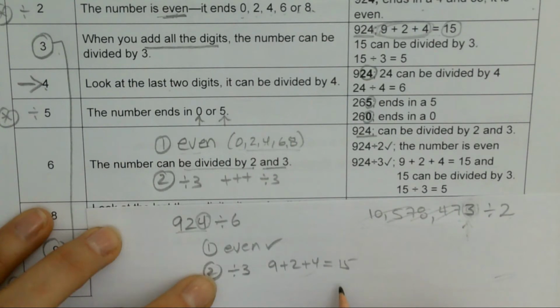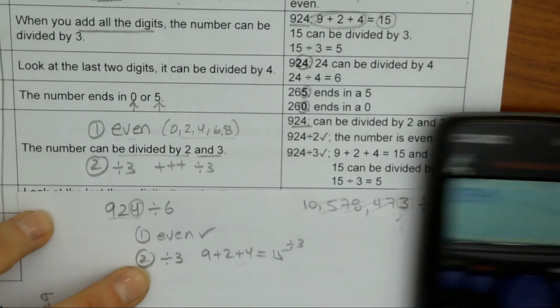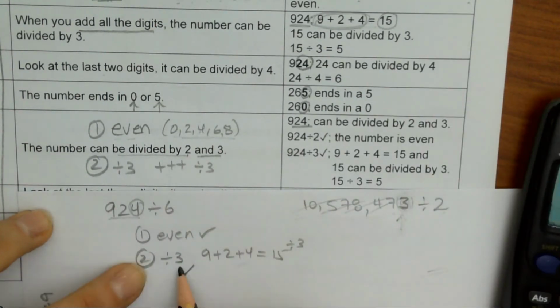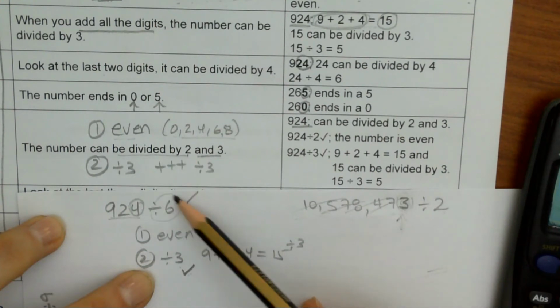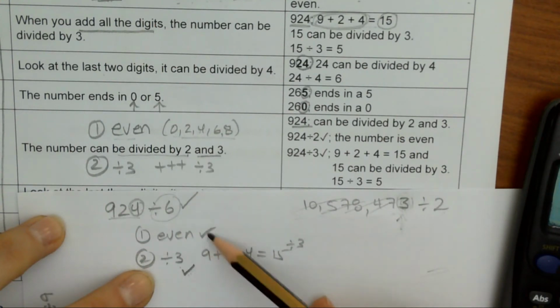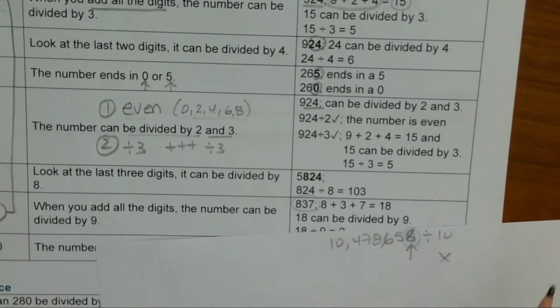Can I divide 15 by 3? Yes. So we know that this number is also divisible by 3. So because both are true, then we know, yes, it's divisible by 6. If one of these is false, then it's not divisible by 6. So now we have the last one, 8.